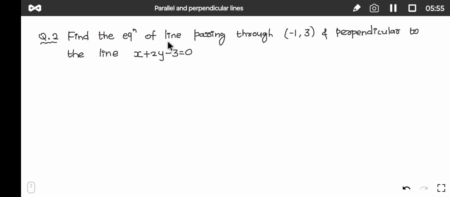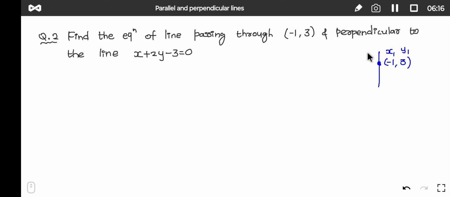The question is, find the equation of line passing through the point minus 1 comma 3. Okay, we have to find out the equation of line which is passing through the point, let's say minus 1 comma 3. So the point is given. So this point value is nothing but x1 and y1 value.